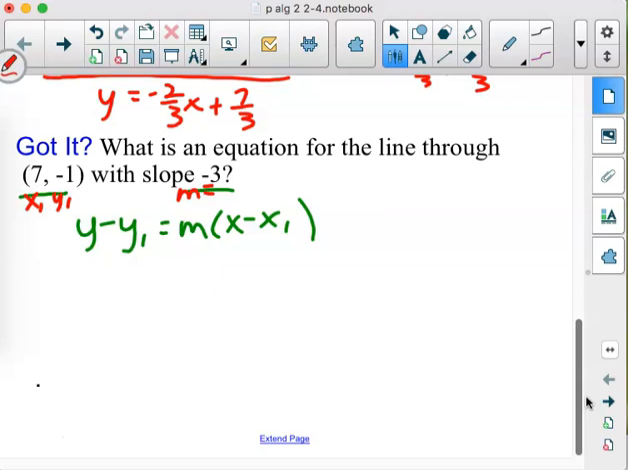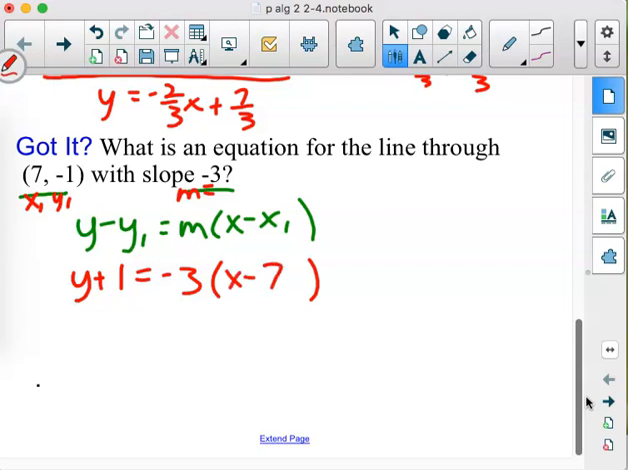Y minus, oh, I have to do minus a negative 1. Should I put minus a negative 1? No. You could, but in the next step, you better change it to y plus 1, because again, it's Algebra 2 and we simplify everything. What should I put in for m? Big old negative 3 right there. X minus 7.